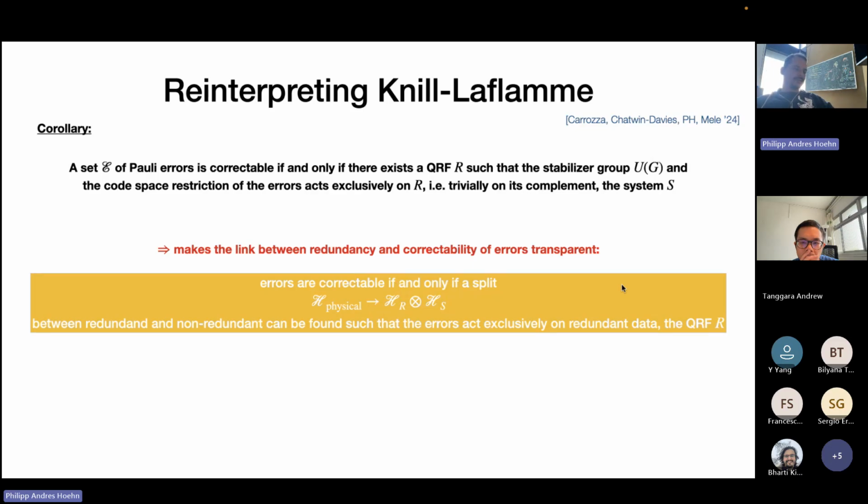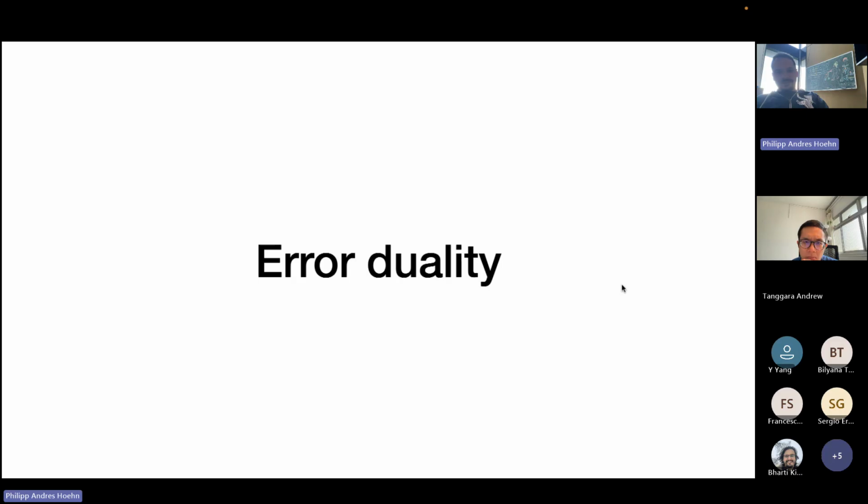So that makes it then very unsurprising that such errors are correctable and don't fundamentally corrupt your logical data, because the logical data is really basically encoded in the system and it's completely unaffected by the stabilizer group and the errors. Okay, and so in the statements you can find this kind of factorization for any set of errors, any maximal set of errors.